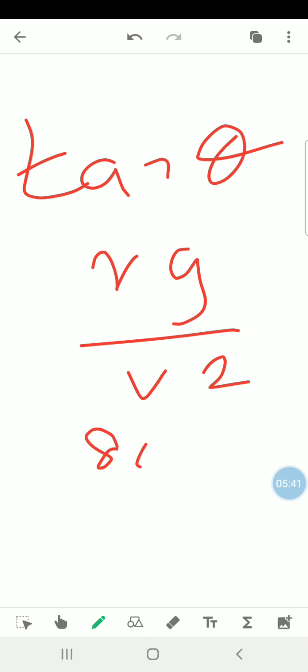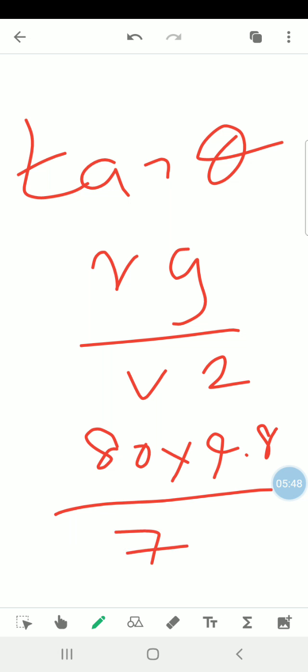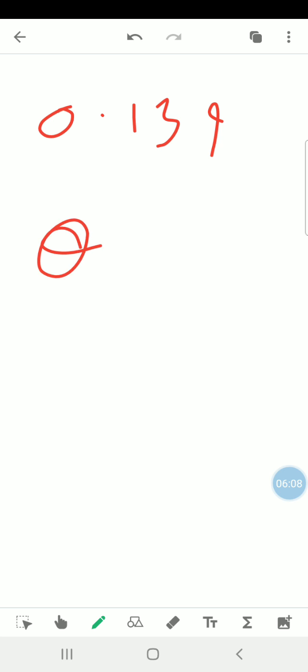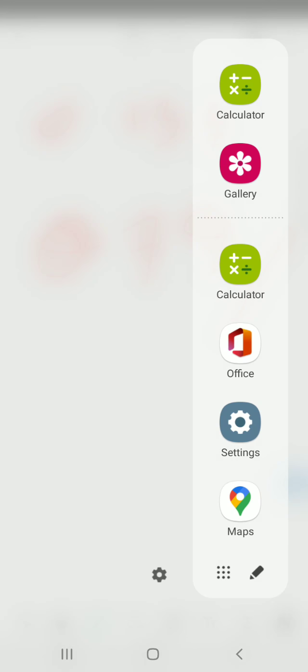So 80 into 9.8 divided by v squared, which is 75 squared. 75 is the speed at which it is traveling. So then if you use the calculator, you will get tan theta to be 0.139, and if you find the inverse of tan, you will get theta to be 7.9 degrees.